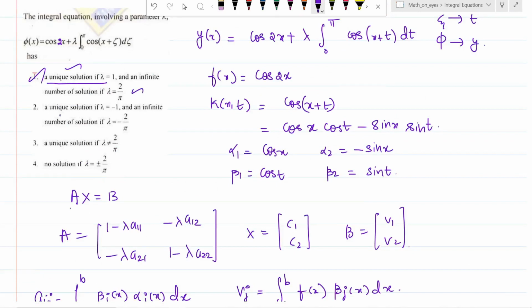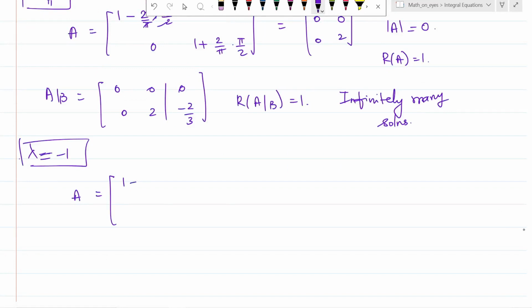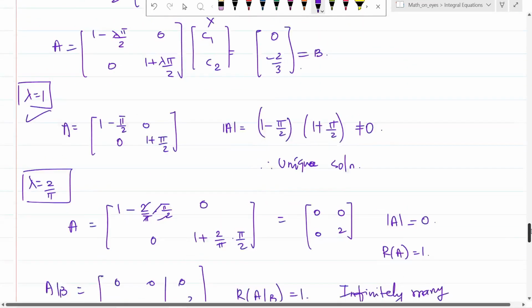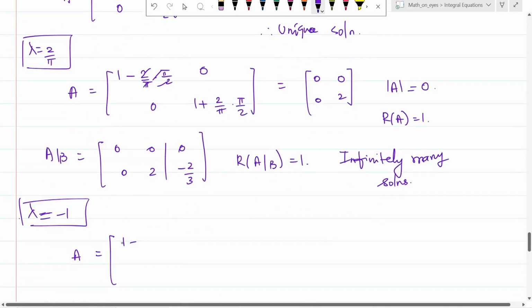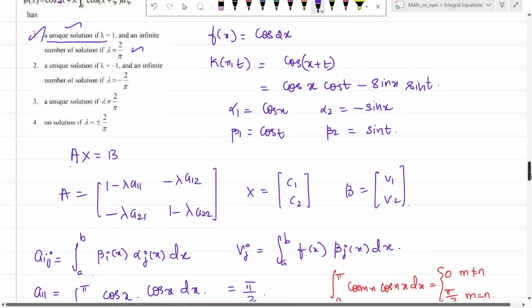And what about your second option? A unique solution when lambda is equal to minus 1. We will determine when lambda is equal to minus 1. So we have A is equal to 1 minus lambda into pi by 2, so we get 1 plus pi by 2, then 0 here, 0, 1 minus pi by 2. Here the determinant is not equal to 0, therefore unique solution. So the first half of this option is true.